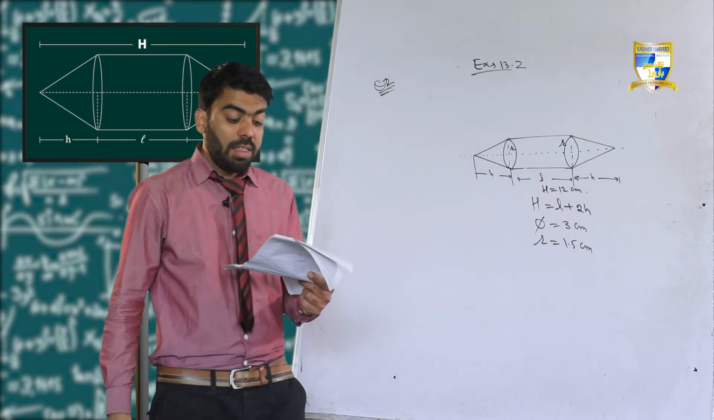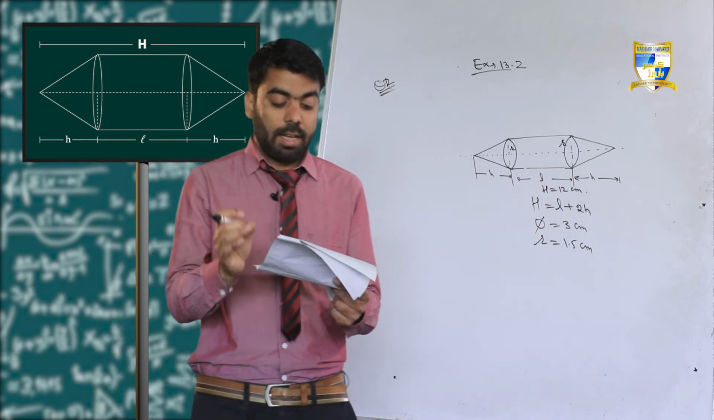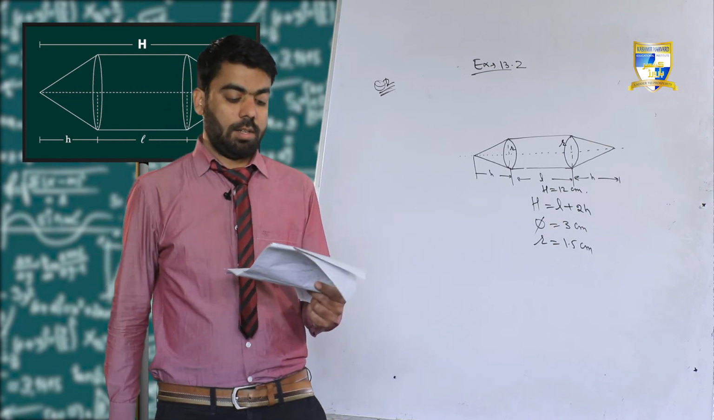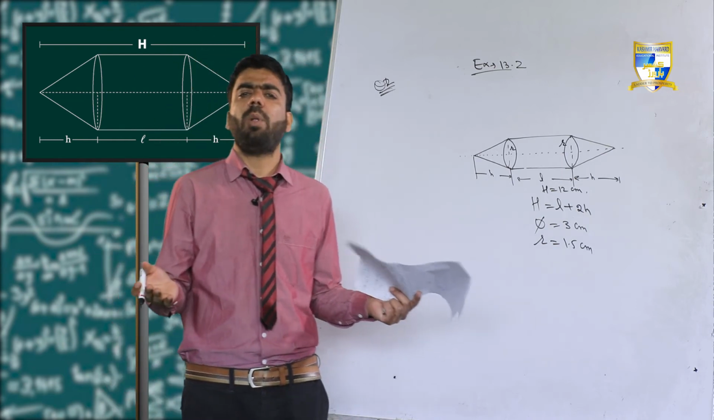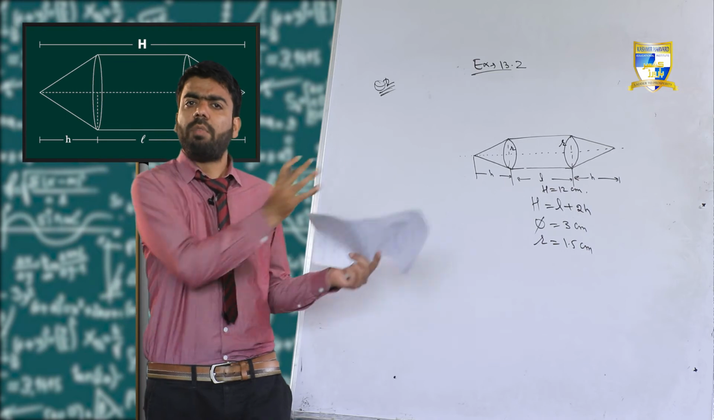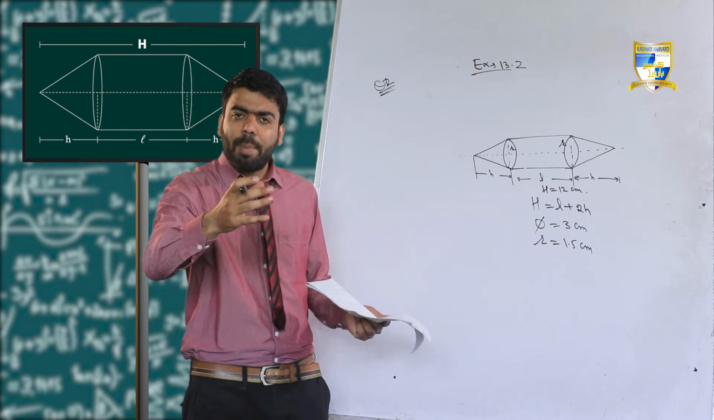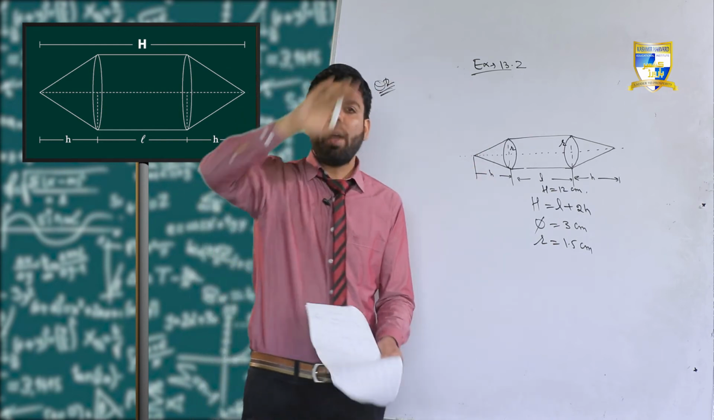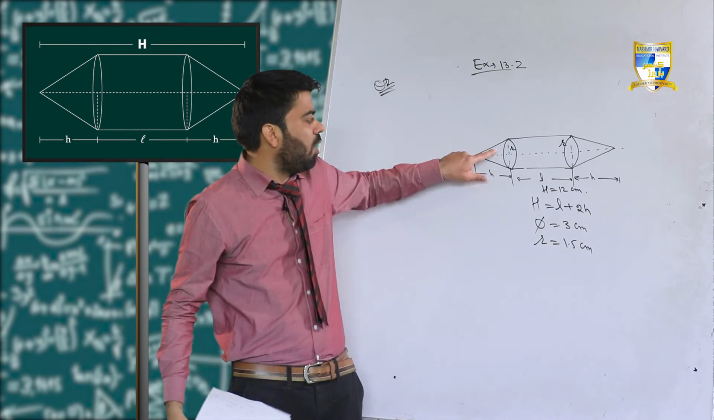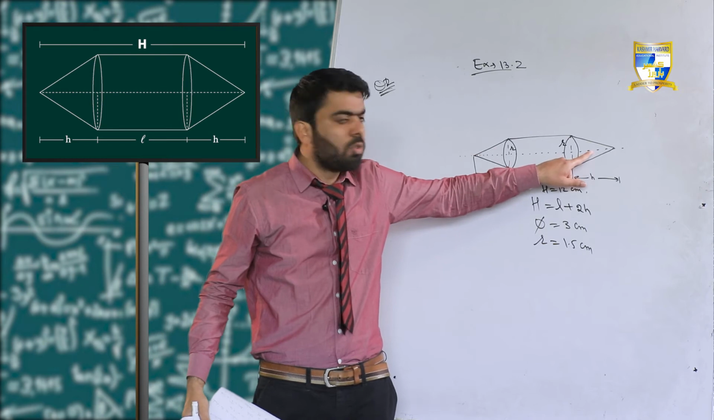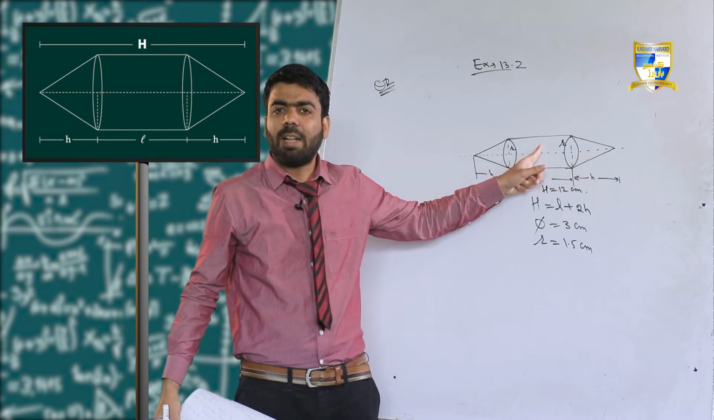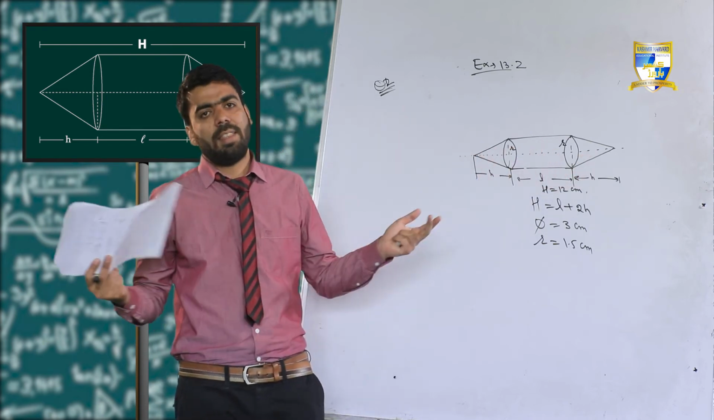Clear? Find the volume of the air contained in the model. So simple, we have to calculate the volume of this object. The object is in the shape of a cylindrical part and 2 cones at 2 ends. Simply, we will find the volume of this cone, the volume of this cone, and the volume of this cylindrical part, and we will sum up the 3, and that will be our answer.